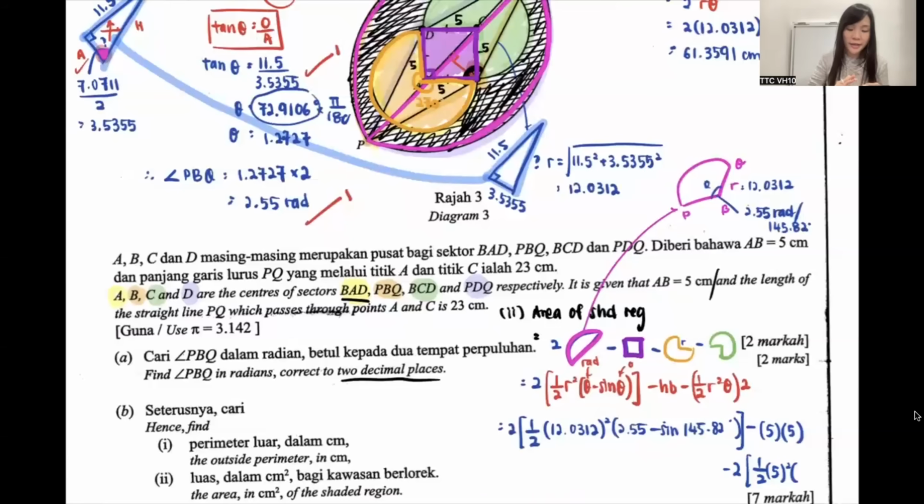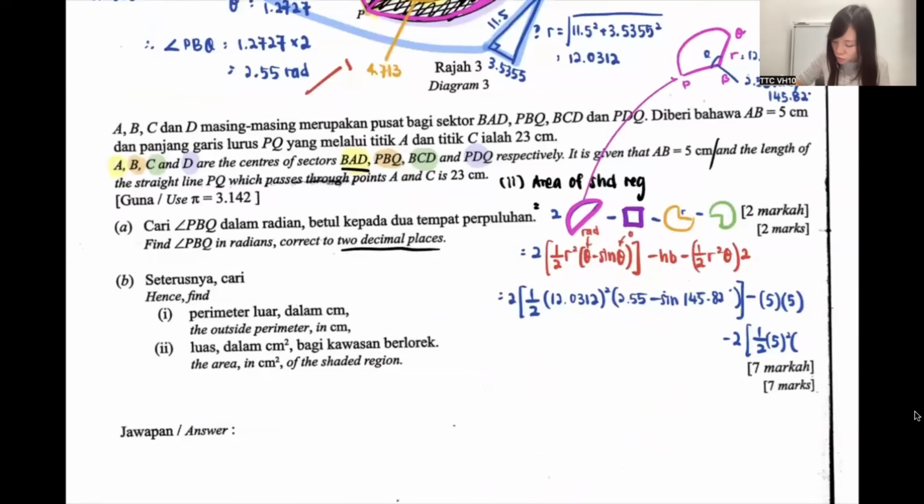So times pi over 180. Do you guys get 4.713 in red? So 4.713. Okay, press calculator. 12.0312 square times 2.55 minus sine 145. Sorry, 2.55 minus sine 145.82 times 12.0312 square.